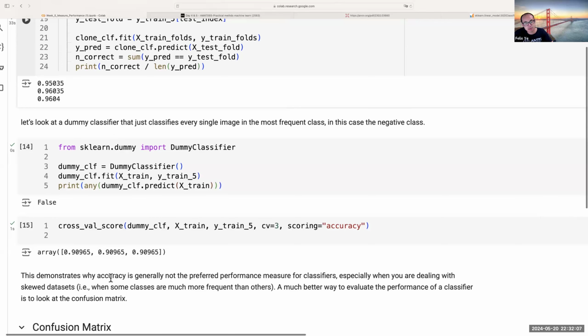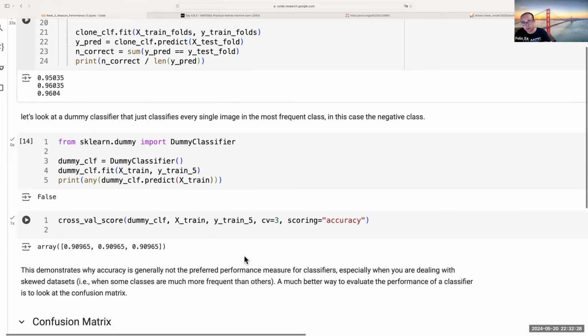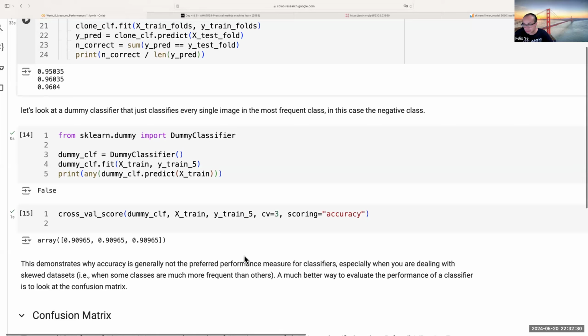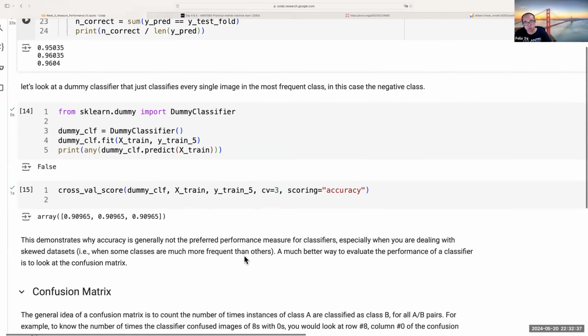So this actually demonstrates that accuracy turns out to not be a very good performance measure for a classifier when we are dealing with imbalanced data. For example, right here, we have imbalanced data because 90% of the data is 0 and only 10% is actually 1. So a better way to measure performance is to look at the confusion matrix.